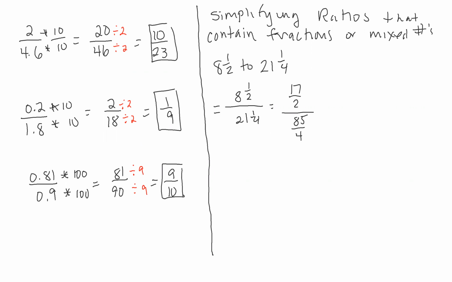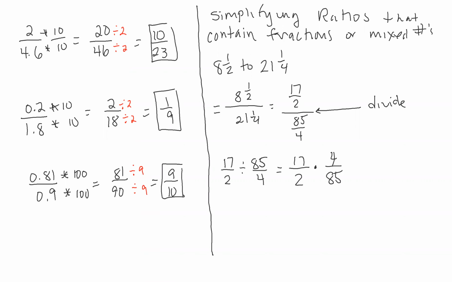So what we're going to do is take this very temporarily out of its fraction form, and we're just going to divide. Remember, this fraction bar simply means divide. So what I really have is 17 halves divided by 85 fourths. And hopefully you'll remember from dividing fractions that you leave the first fraction the same, and then you multiply by the reciprocal of the second fraction, right?